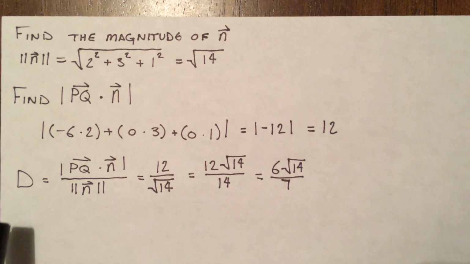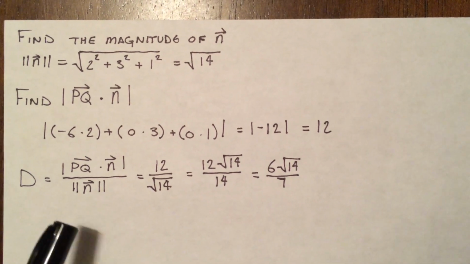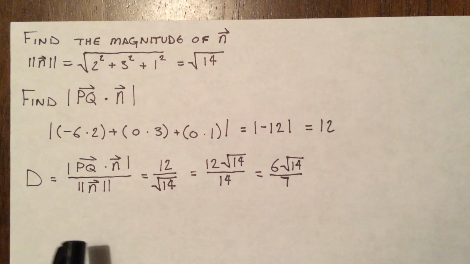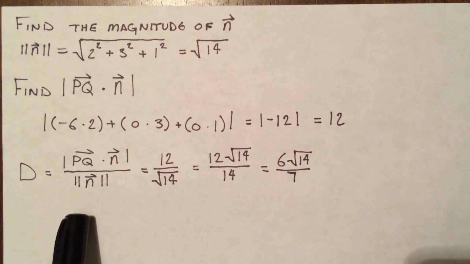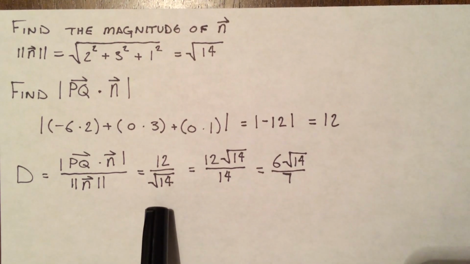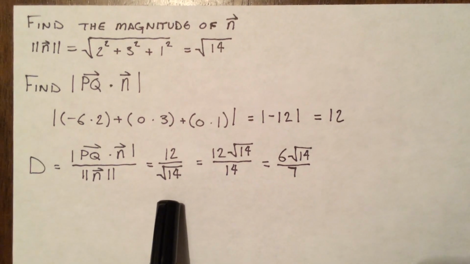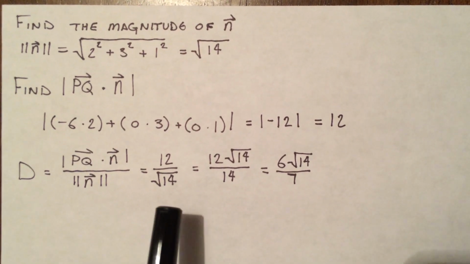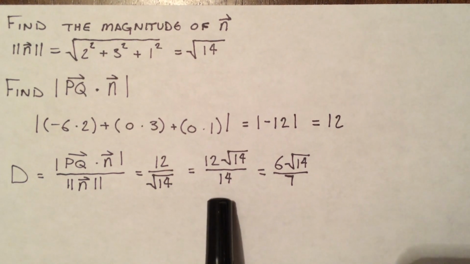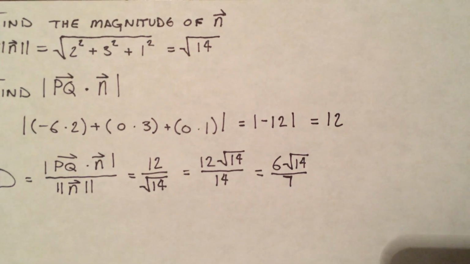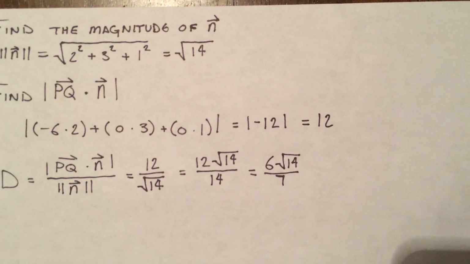Now we can just go back to our distance formula that we derived earlier, and we can plug those numbers in, which will give us 12 over the square root of 14. Then when we rationalize that, we wind up with 6 times the square root of 14 over 7.